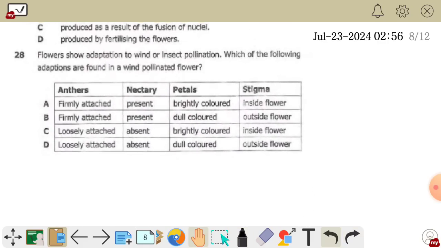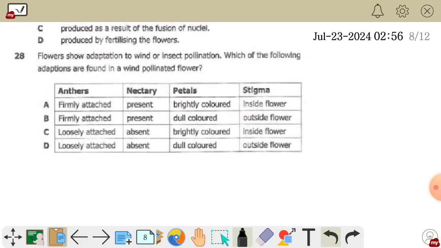Question 28. Flowers show adaptation to wind or insect pollination. Which of the following adaptations are found in a wind-pollinated flower? So in a wind-pollinated flower, we are going to have a loosely attached anther, nectar is absent, and the petals are dull colored.